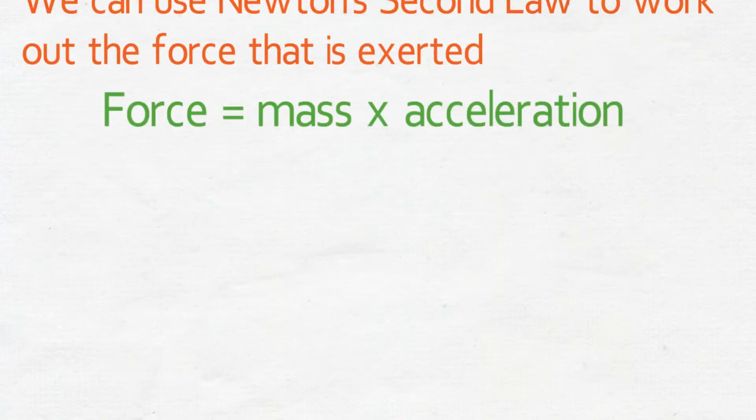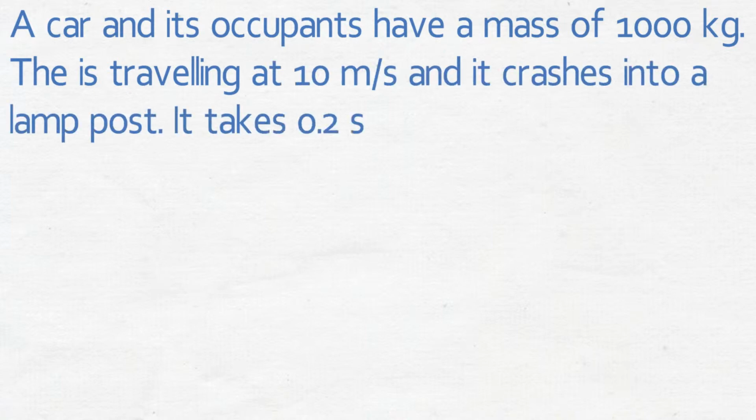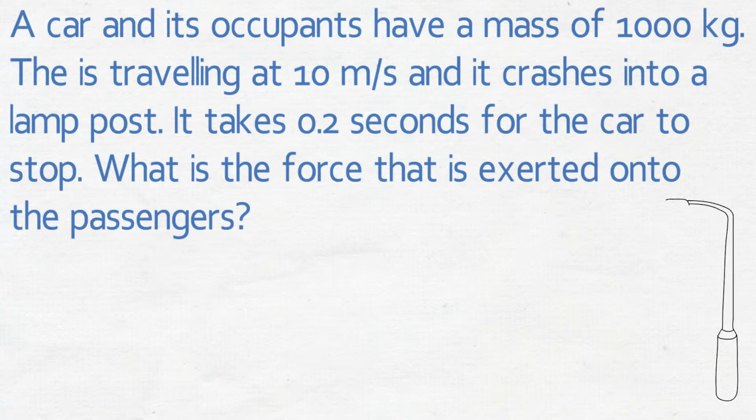Let's now have an example, and let's suppose that a car and its occupants has a mass of 1,000 kilograms. The car is travelling at 10 meters per second and then it crashes into a lamppost. It takes the car 0.2 seconds to stop. What is the force that is exerted onto the passengers? To work out the force, we're going to be using Newton's second law, which is force equals mass times acceleration. From all the information in the question, we can work out what the acceleration rate of the car is.